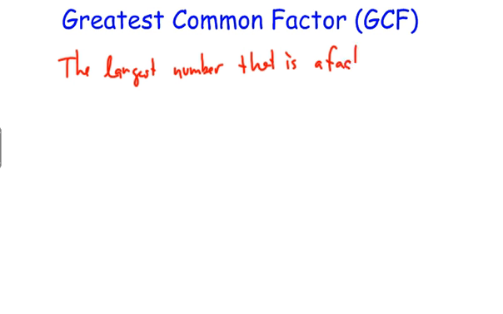The second topic that we are going to discuss is greatest common factor. It's a very self-explanatory term in that you're looking for the greatest, or the largest, whatever you want to say, number that is a factor of a set. I'm going to use the very mathematical term set, but a set is just a list of numbers, or a group of numbers.